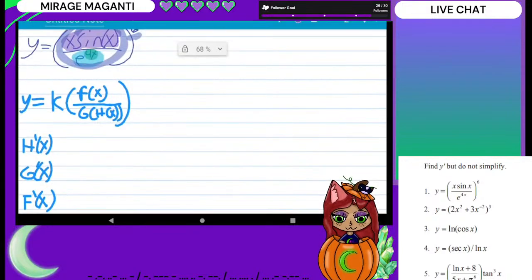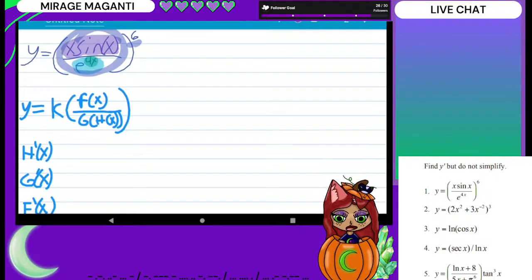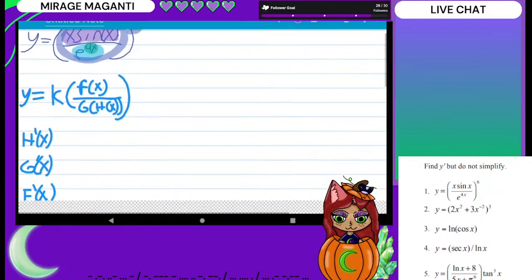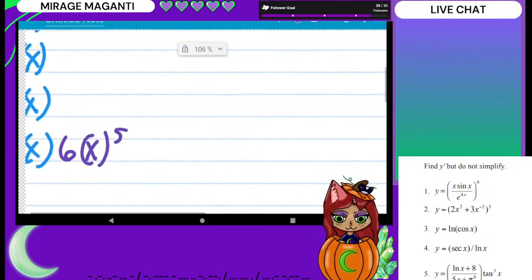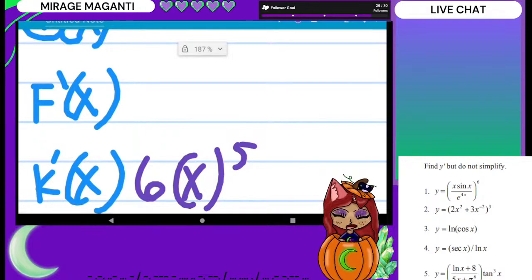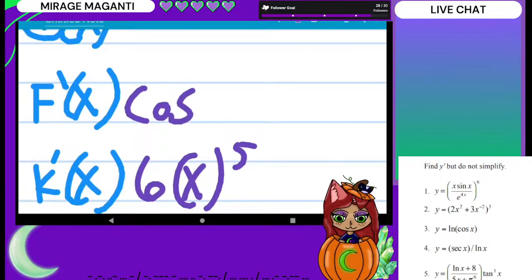F prime of x, if it was just the f, x to the power of x times sine x. So the derivative of sine x is cosine x, so x times that. The x just turns into a 1 because it's technically x to the power of 1. So it turns to 1 times x to the power of 0, and anything to the power of 0 is 1. And so it just turns into a 1, but we don't have to write the 1 because that doesn't change our equation. So it just turns into our cosine of x.